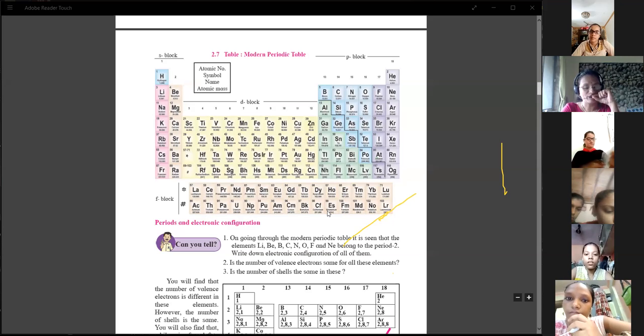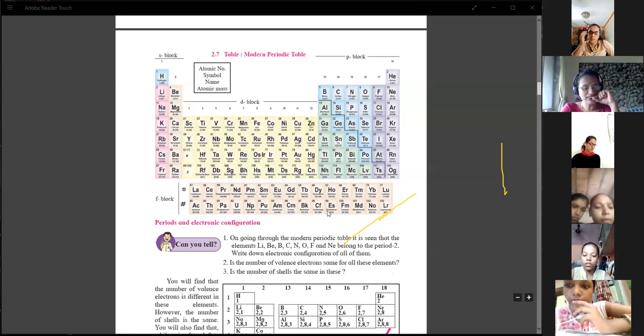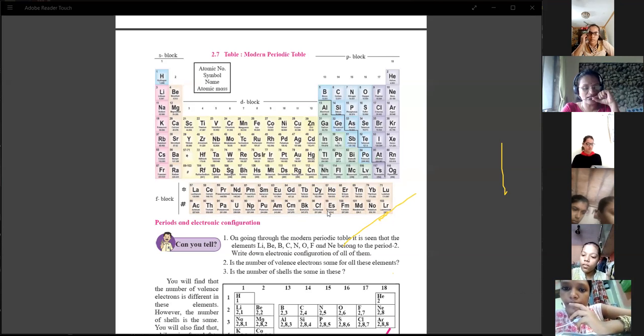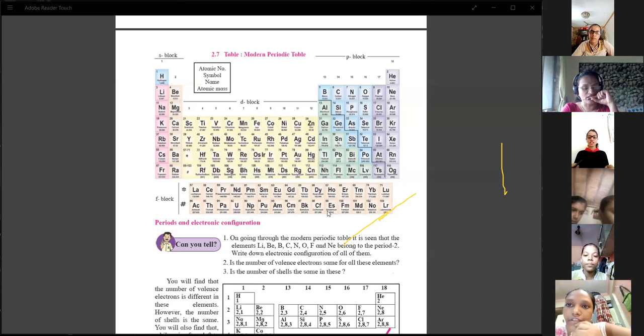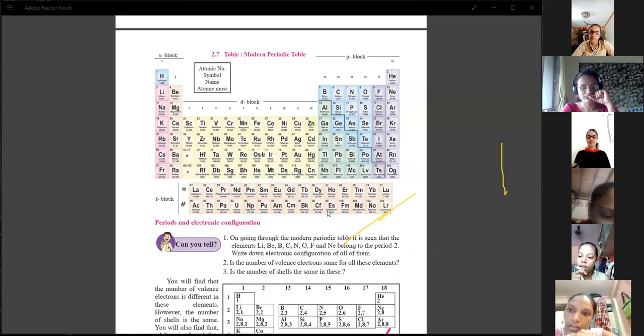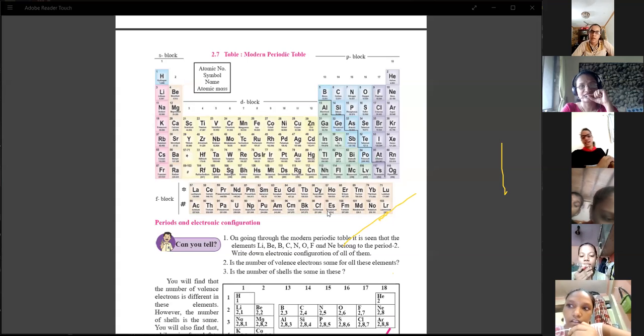Question number 2. Look in your textbook. On which side of the period are the metals? Left side. Next question: on which side of the period did you find the non-metals? Right side. And metalloids? On the zigzag line.